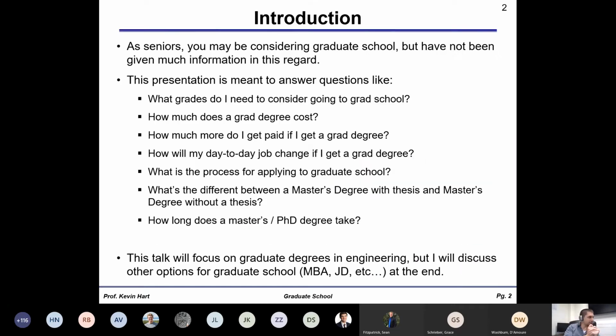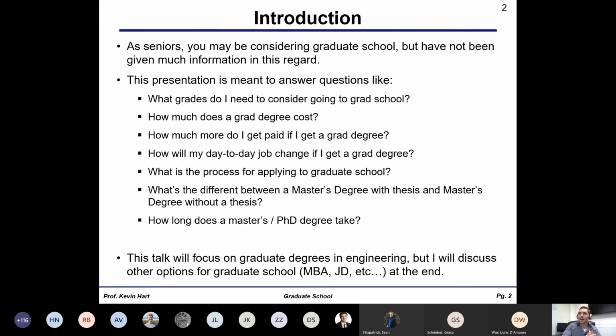So I want to give an introduction here and talk about that. As seniors, you might be thinking about graduate school, but you haven't really been given a lot of information. So what I want to do in the next 15 minutes is answer questions like, what grades do I need? How much does it cost? How much more do you get paid if you go to graduate school? How is your day-to-day life going to change if you get that grad degree? What's the process? How long does it take for a master's versus a PhD? What's the difference between a thesis and a non-thesis master's, etc.?